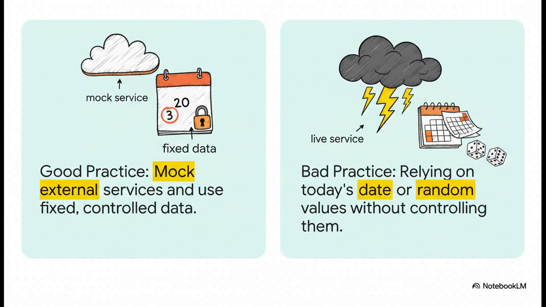So how do you make them repeatable? You control everything. You eliminate all the variables. You don't call a real payment service. You use a fake one, a mock. You don't use today's date. You use a fixed date, like January 1st. That way, when a test fails, you know for sure that your code broke, not that the outside world just changed.